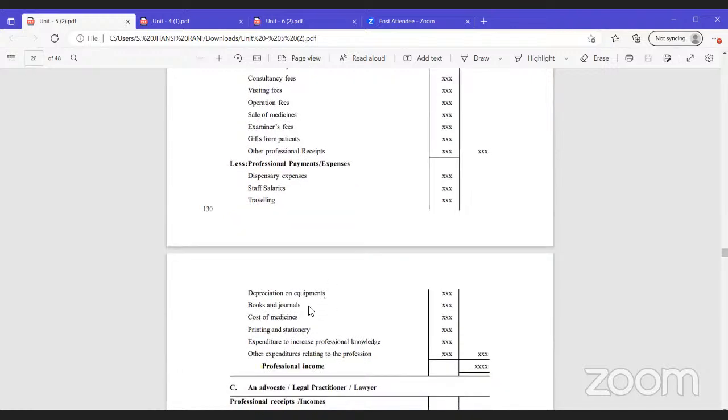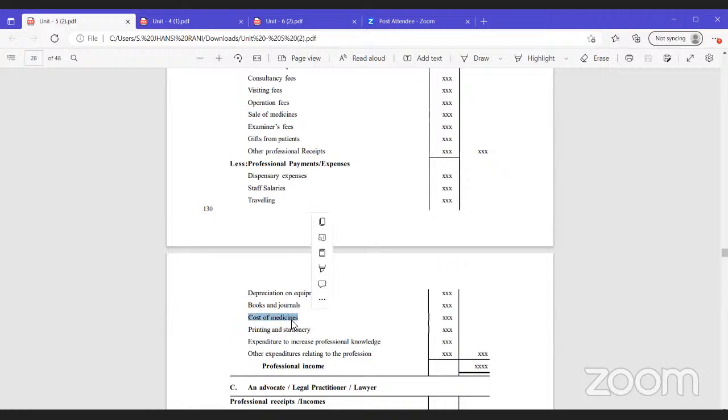Even doctors also have to update their knowledge. Why? Because as you all know, COVID was not there before 2019, and what happened suddenly? Because of that, everything has changed. Now they have to find new medicines for that, so they have to update their knowledge. So books and journals. Now, whatever medicines he is giving to the patients, from which he is getting income, first he has to purchase those medicines, then only he can give them to the patient.